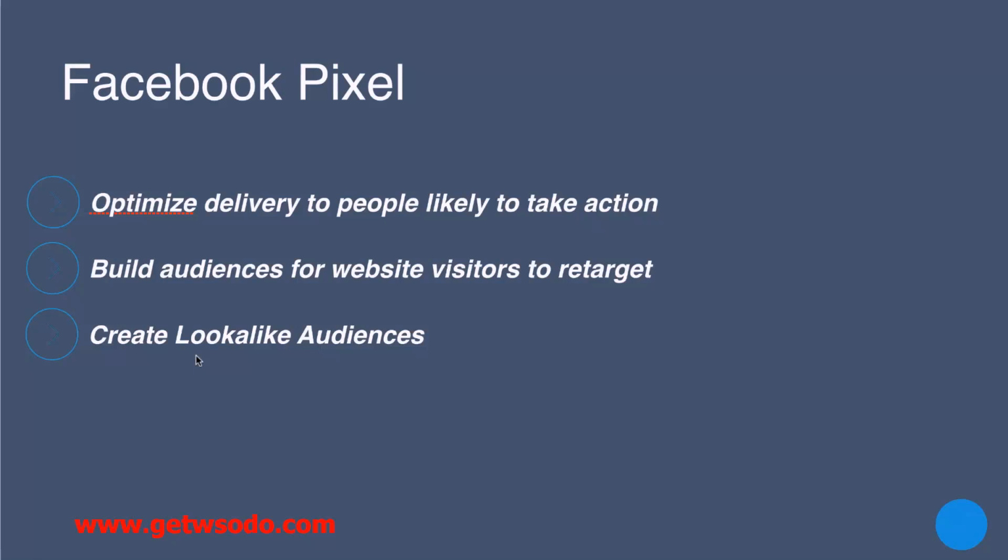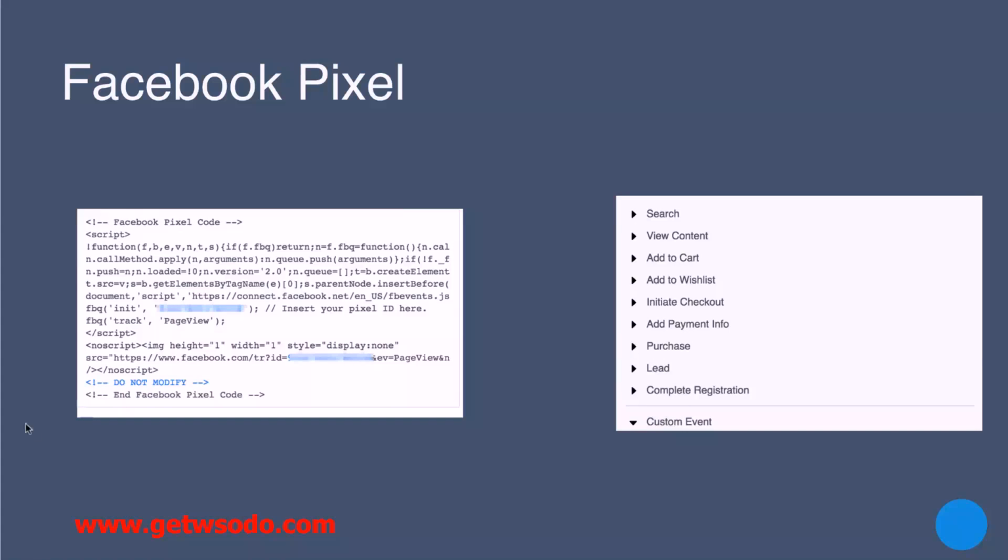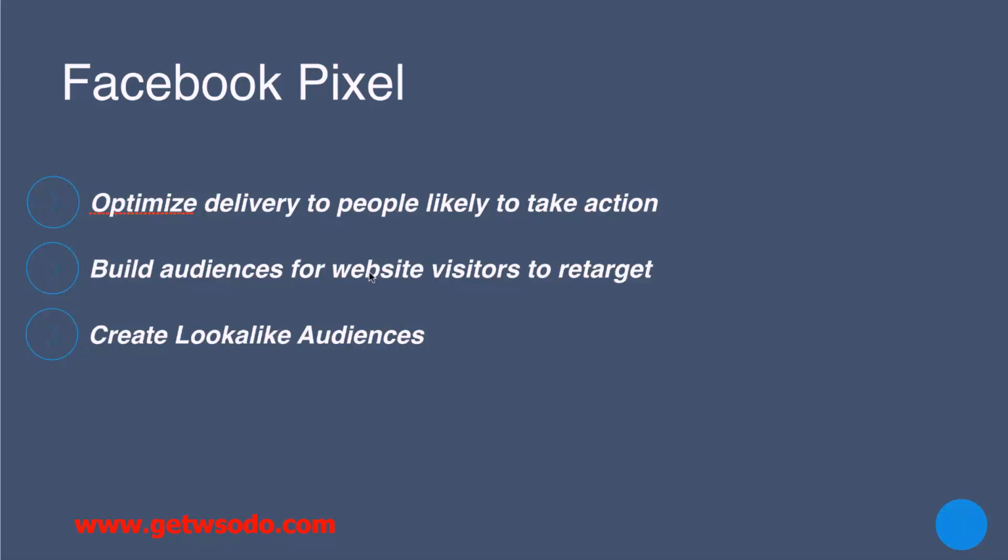And what a lookalike audience is, it means that it's an audience very similar to the interest that you were, very similar to the people that made the purchase, right? So that's basically how it works in a nutshell. That's exactly what the Facebook Pixel does.